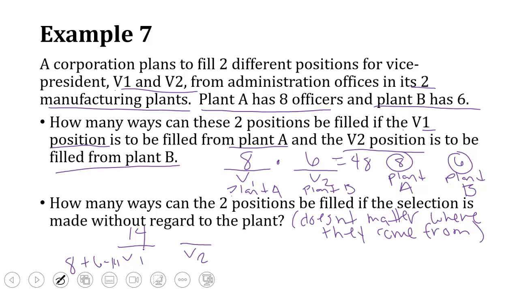So say I choose Susie. Can Susie go back in as a choice for Vice President for the 2nd position? No, you have to pull her out. So she cannot be repeated. So if I take Susie out, how many people are left? 13. So multiply those, 14 times 13. So you have 182 ways.